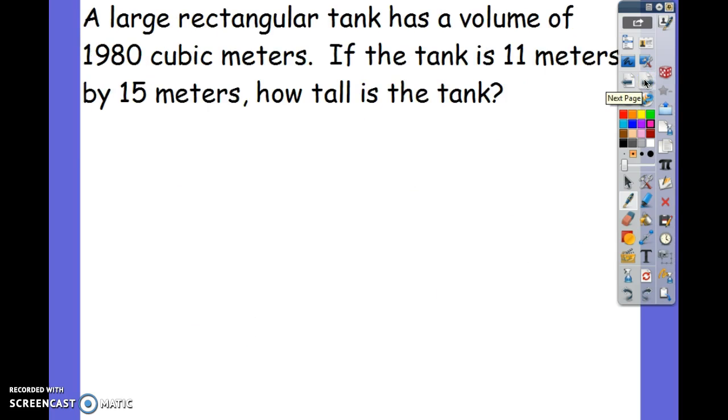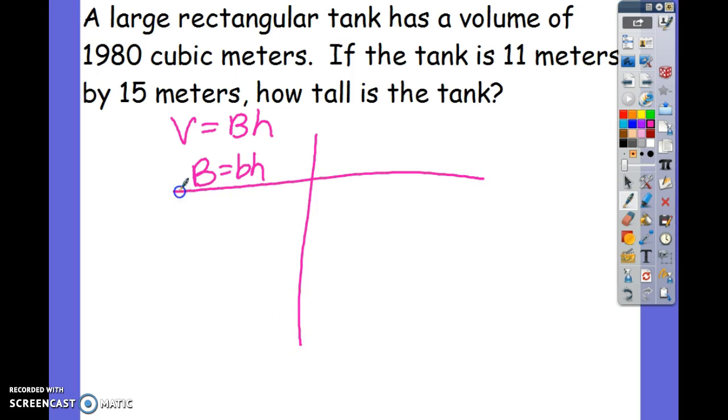A large rectangular tank has a volume of 1,980 cubic meters. If the tank is 11 meters by 15 meters, how tall is the tank? So we know that we are going to have volume is equal to the area of the base times the height of the prism. So we have a rectangular tank, so that's going to be a rectangular prism. Again, we want to use our T-chart. Area of the base is a rectangle, so we find it with base times height. The volume is equal to the area of the base times the height of the prism.